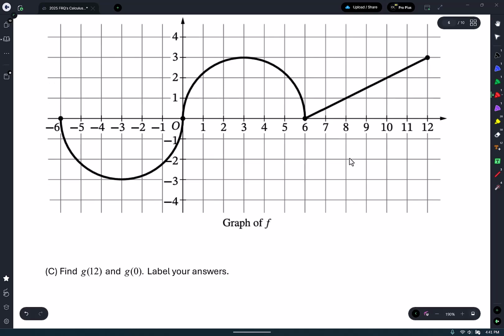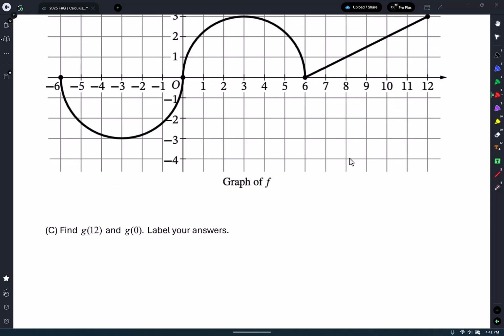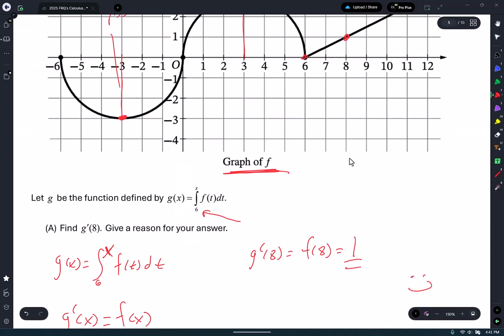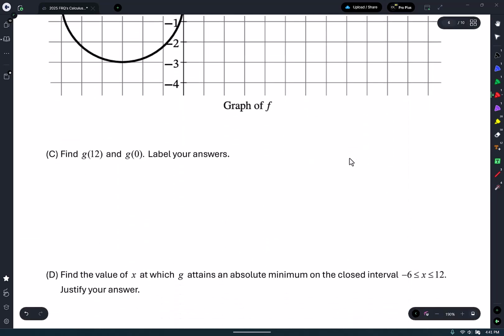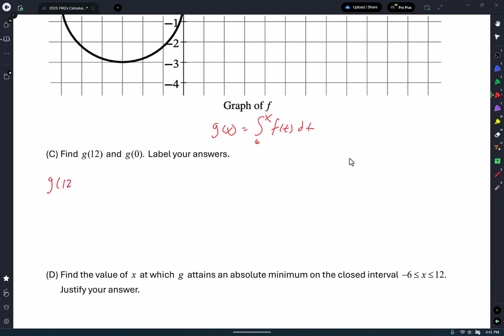This is still continuing. And it says find G of 12 and G of 0. Label your answers. Okay, well, let's see. G of x was this. So let me write that: G of x equals the integral from 6 to x of f of t dt. So G of 12 equals the integral from 6 to 12 of f of t dt.